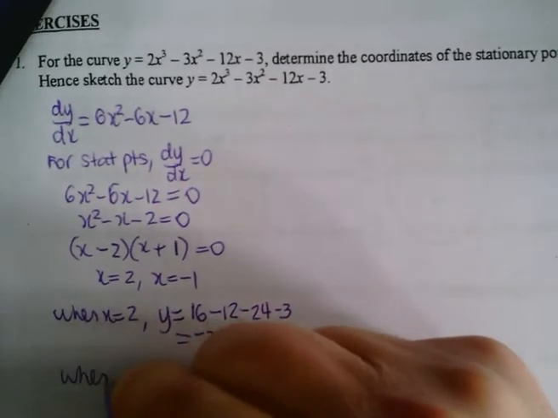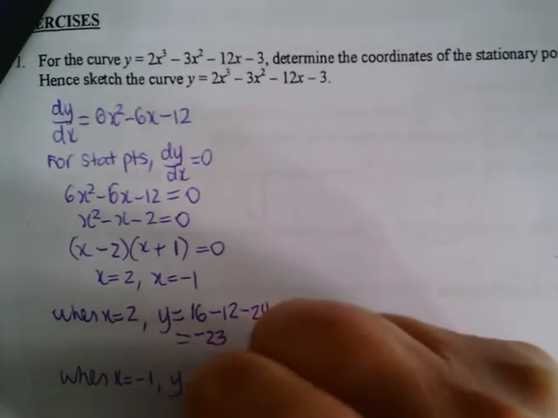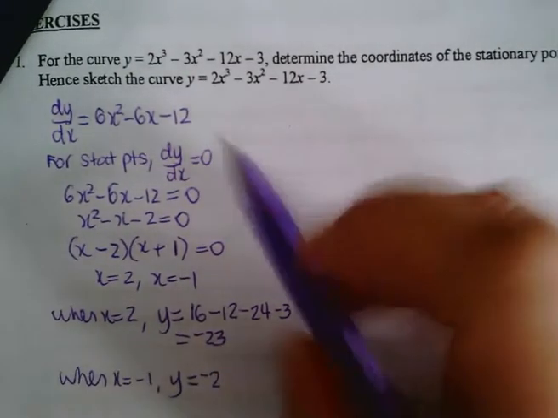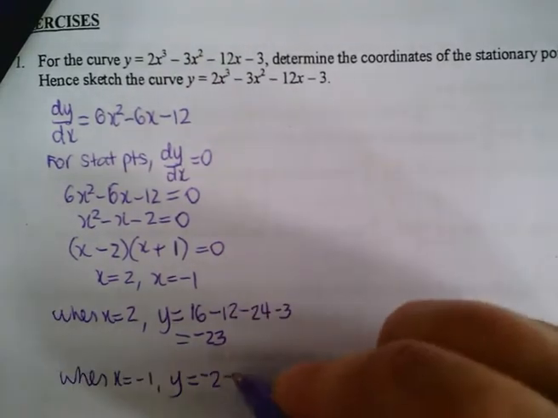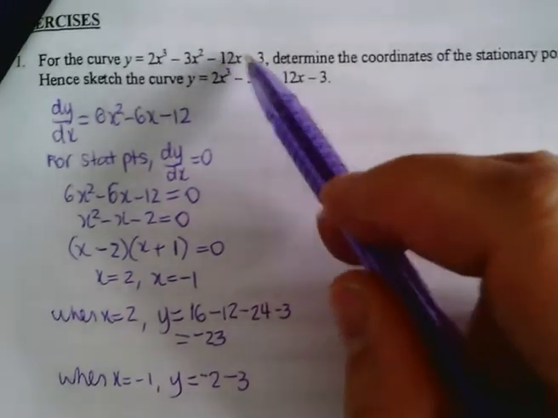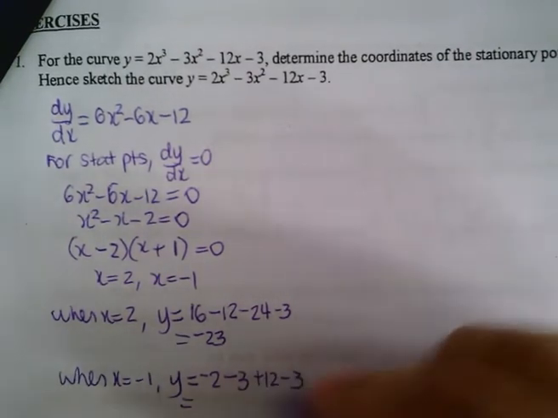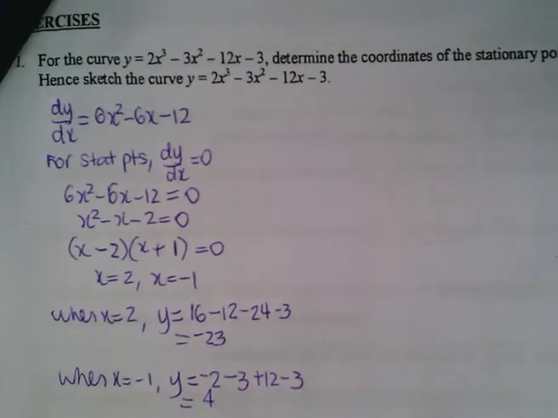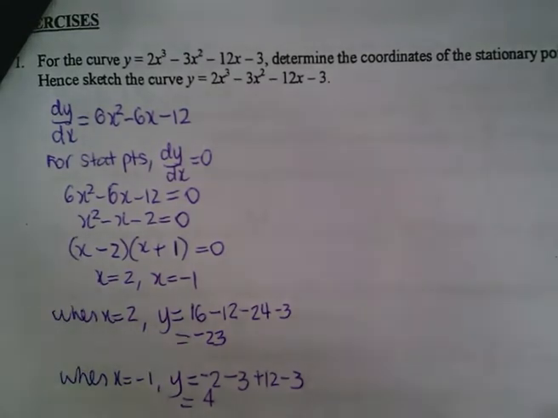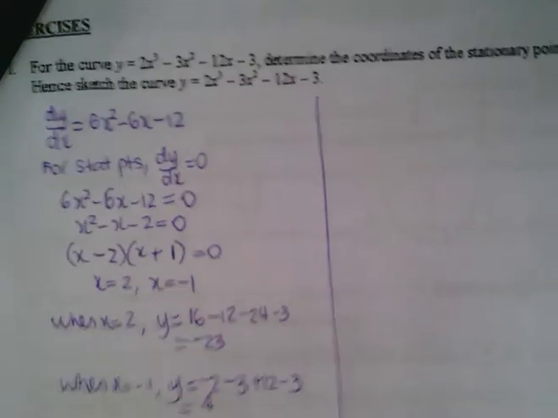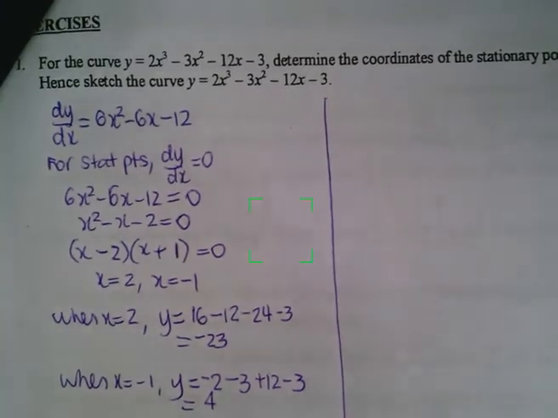And when x is negative 1, I get that y is 2 times negative 1, which will be negative 2. But that'll be 3 times 1, so minus 3. This will be minus 12 times negative 1. That'll be plus 12 minus 3. You get negative 5, negative 8. I think you get plus 4. Now, there are our stationary points: (2, negative 23) and (negative 1, 4). I'm just going to determine their nature first. So I know that I've got stationary points at those points. Now I want to determine their nature.